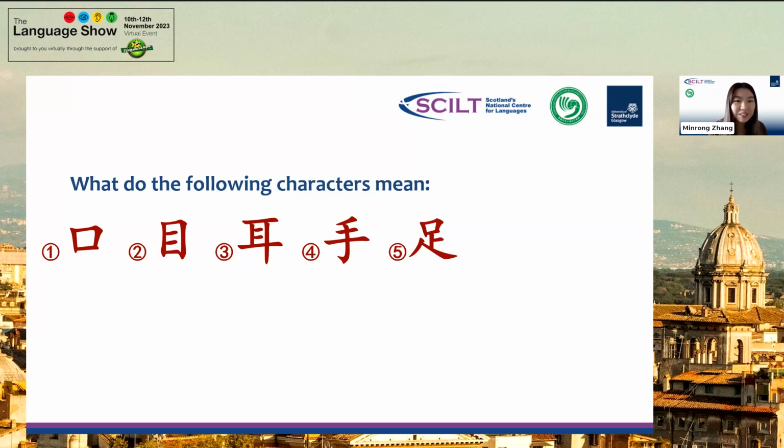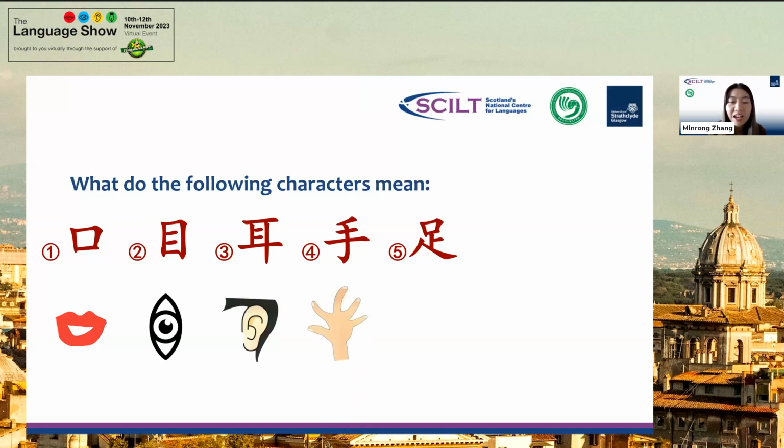Okay, I can see many of you. Very good guess. Okay, now let's together review the answers. So number 1, yes, it means mouth. Number 2, eyes. Number 3, ears. Number 4, hand. And number 5, foot. So you can see that pictogram characters are visual.